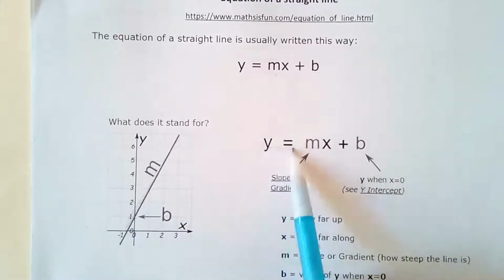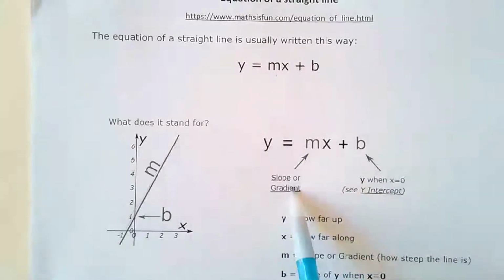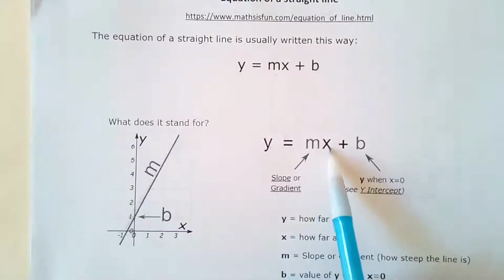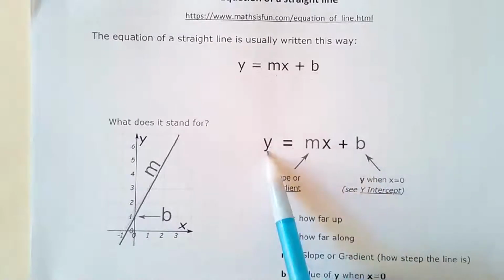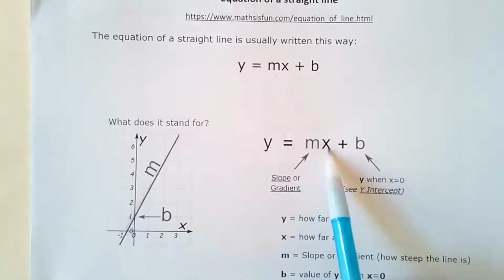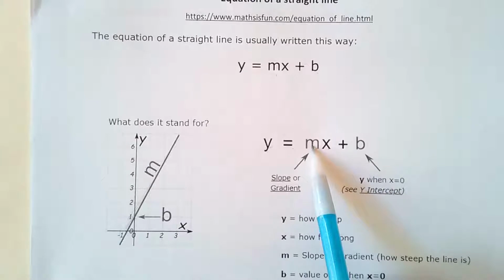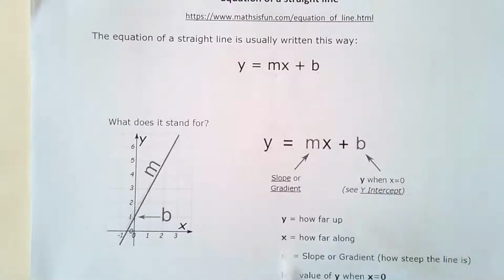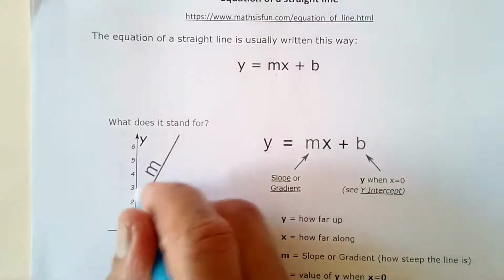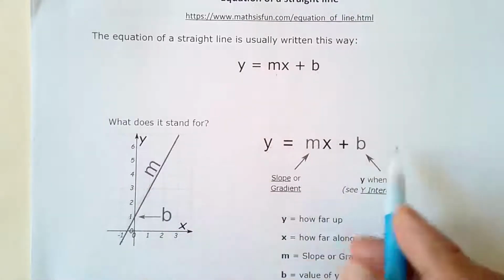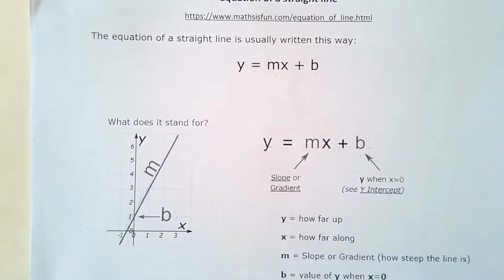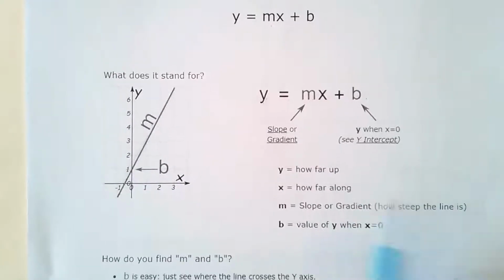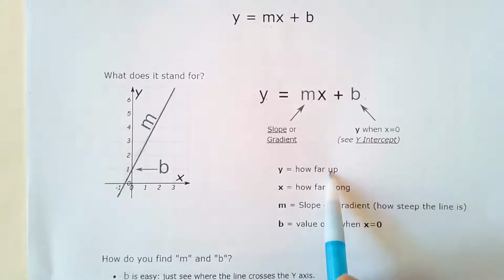So y is equal to m, which is your slope or gradient. Your x is your variable, so y is a variable, x is the variable. The m is your slope. And the b refers to the y-intercept. So wherever x is 0, where the line crosses the y-axis, refers to the y-intercept. So y is how far up or down.